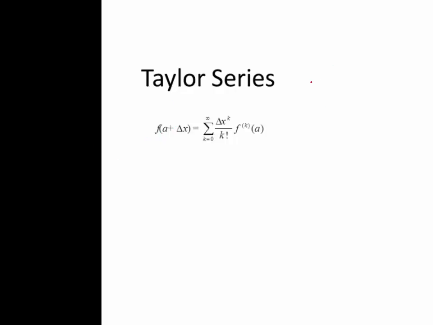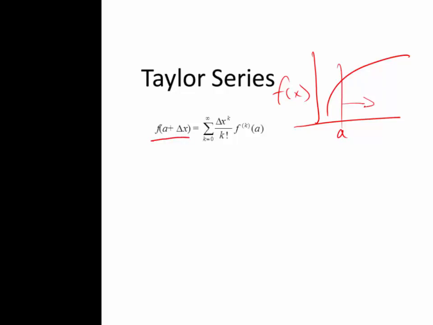Let's say we have something like this. We've got a function, and this is f of x, and this is point a right here. Well, this is f at a plus delta x. So we'll go out here delta x, and right there, that's a plus delta x. So the function at a plus delta x is right there. And what Taylor series is doing is allowing us to get the value of the function f at this point when all we know is the function at a.